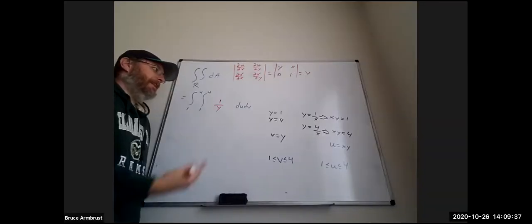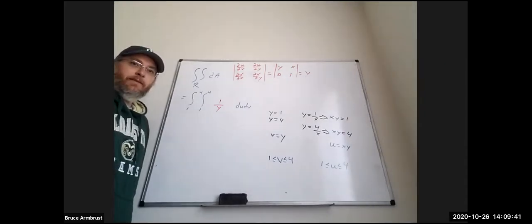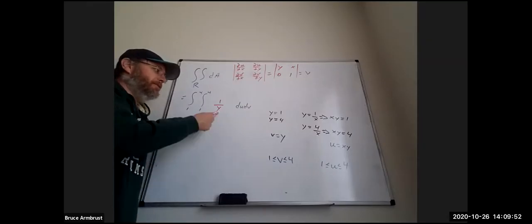All right, but this is still a problem. What's the problem with 1 over y? Well, it's a variable, and we're integrating with respect to u and v. So it is in terms of u and v, so what I need to do is replace that.